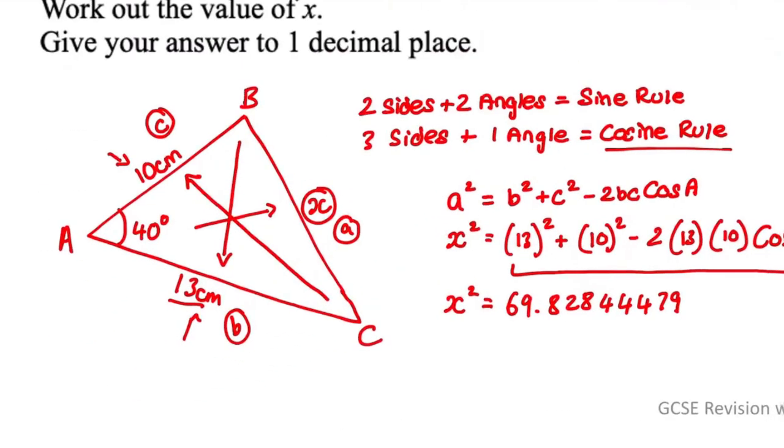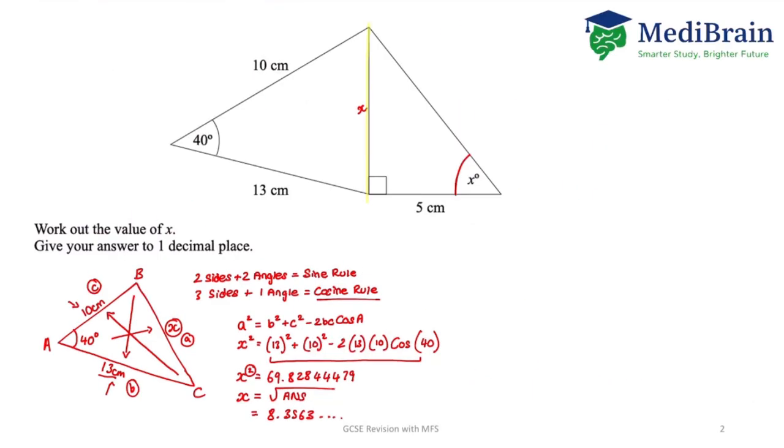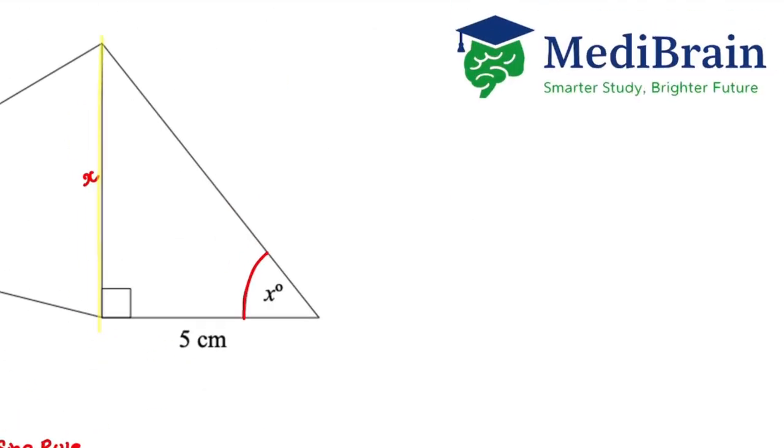We don't want x squared, we want just x, so we need to square root the other side. We square root that to get an answer of 8.3563 dot dot dot. That's the length of this yellow side. Now we're going to draw out the second triangle.